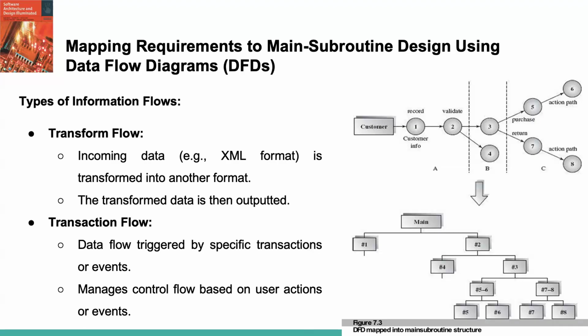Now, let's take a look at two major types of information flows commonly seen in software architecture: transform flow and transaction flow. Transform flow refers to information flow where incoming data is transformed into a different format before being outputted. This is especially useful when we need to convert data for compatibility with other systems or processes. Example, suppose we have incoming data in XML format. In a transform flow, this XML data might be parsed, processed, and then transformed into a JSON format or another required format before being sent to the next process or application.